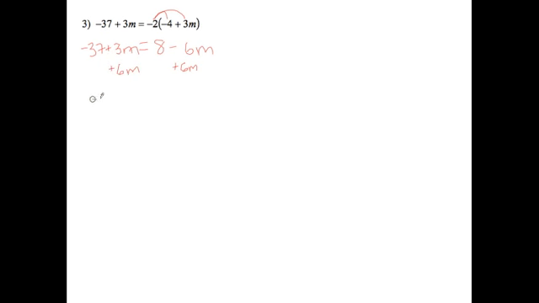All right, so that gives me -37 plus 9m is equal to 8. I'm going to add 37 to both sides, giving me 9m is equal to 45. And then I'm going to divide both sides by 9 and give myself m is equal to 5. There's our first answer.